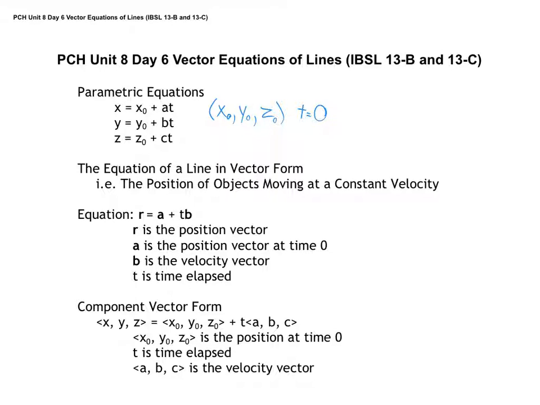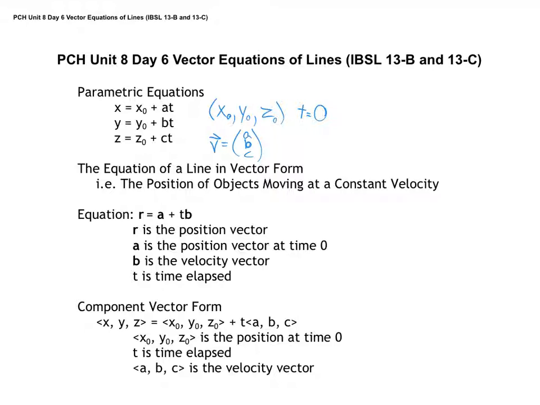Also, we have here a velocity vector of ABC. Those are the parametric equations for this situation: a given point and a velocity. You could kind of think of this as point slope form.